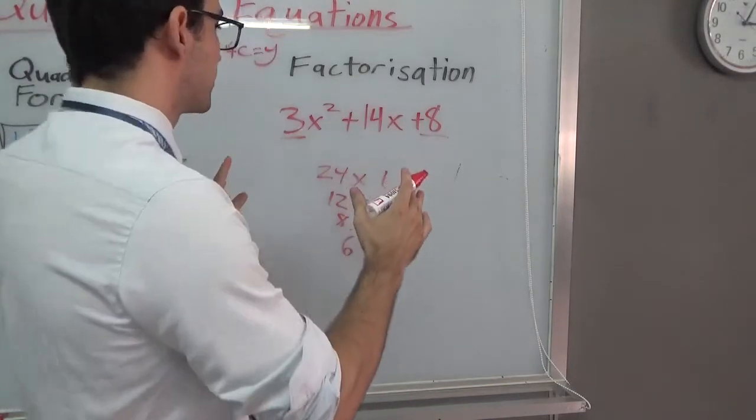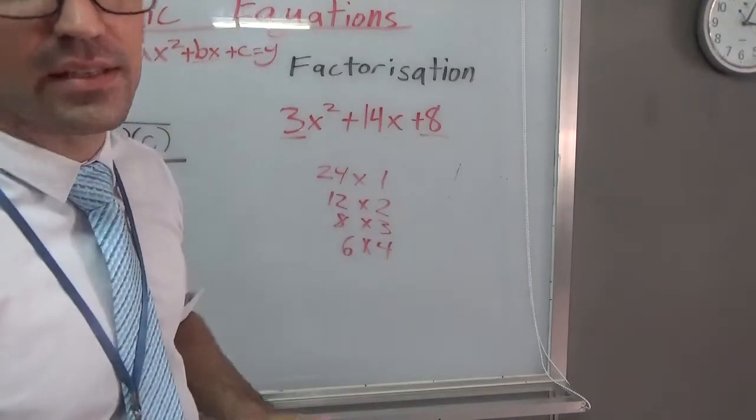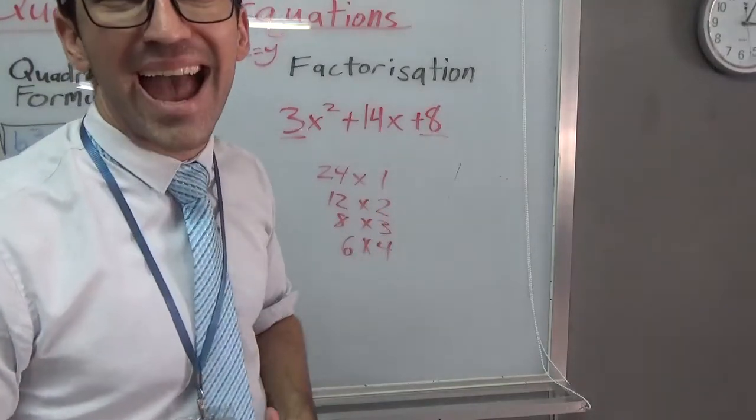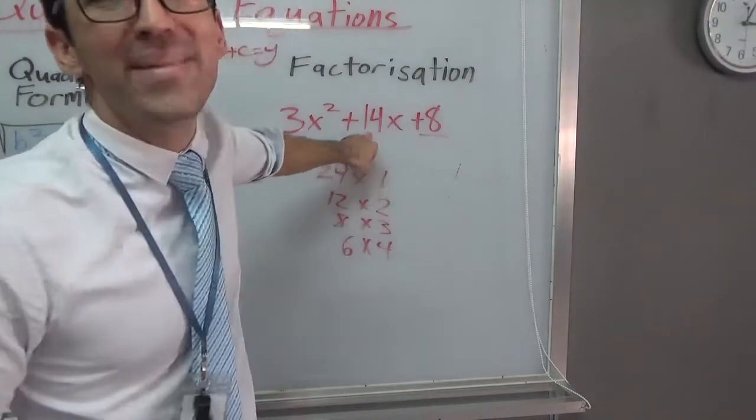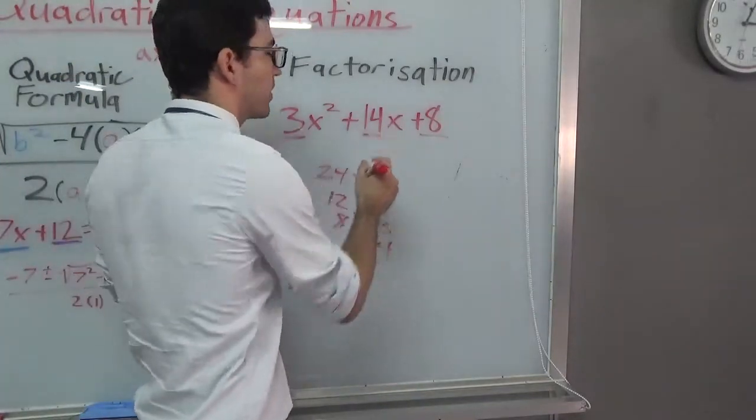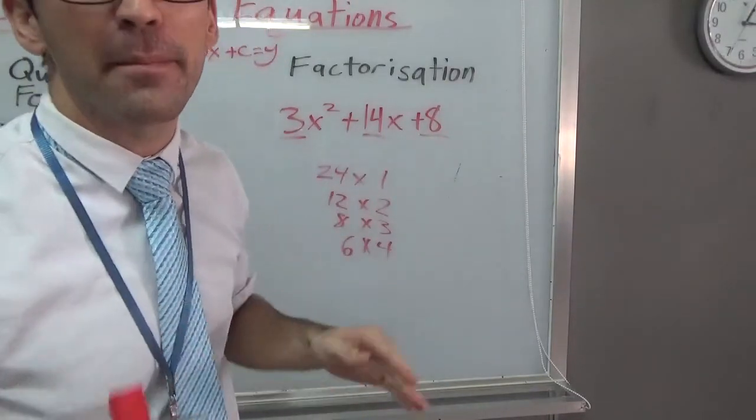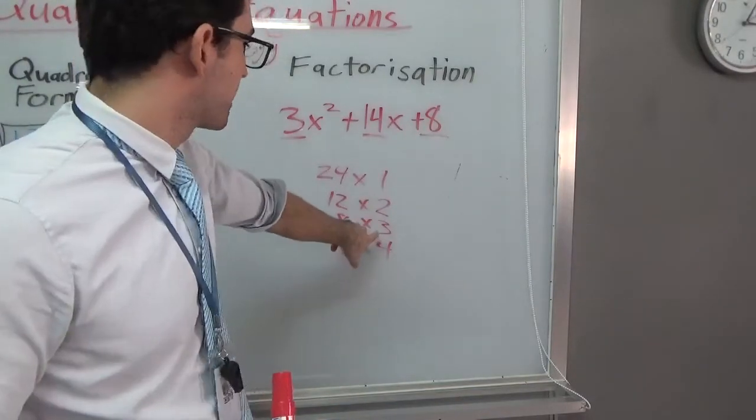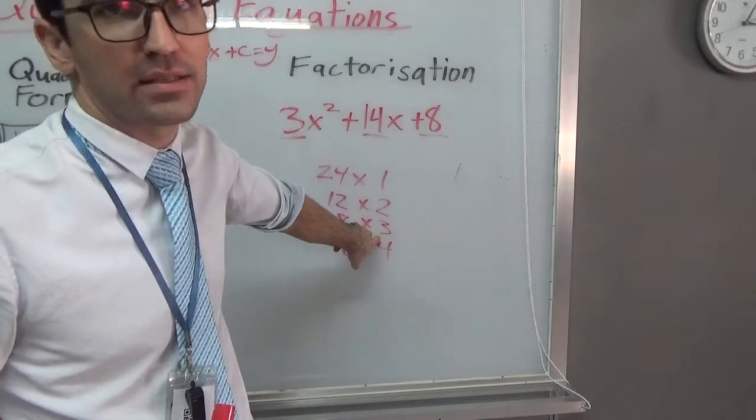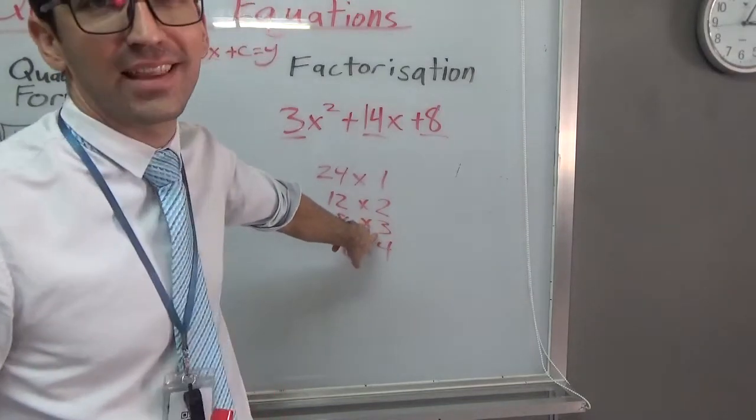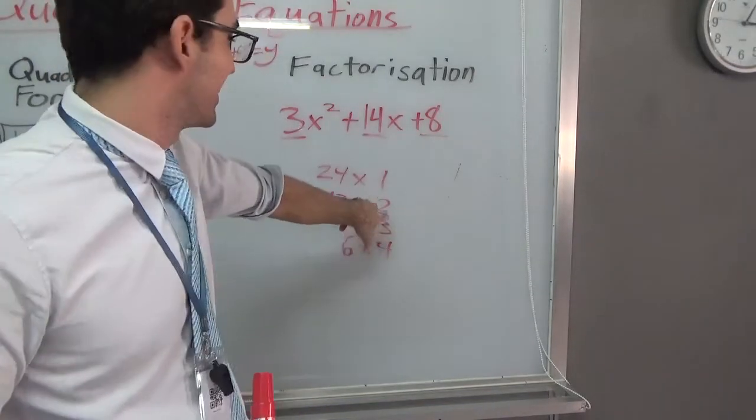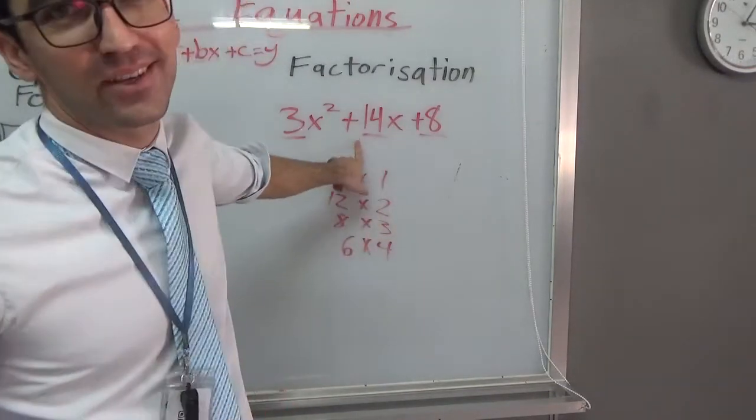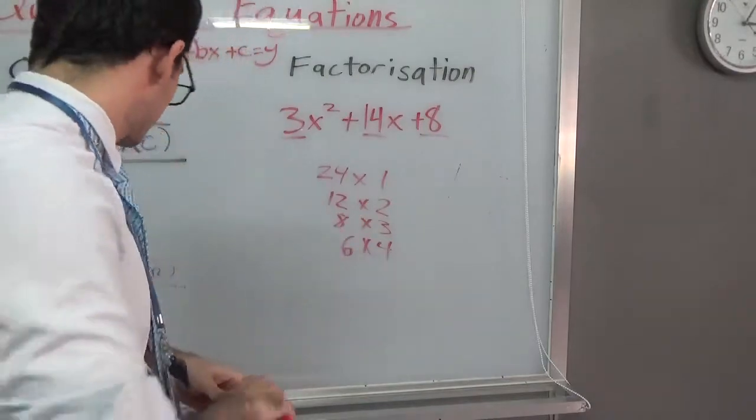Okay, so what we need to ask ourselves is, which one of these sets will add together to be our middle number? So we want to add 2 of these together to make it become 14. Well, 6 plus 4 is 10. 8 plus 3 is 11. Sorry, I knew that. 12 plus 2 is 14, which is what we're looking for. It's the 12 and the 2.